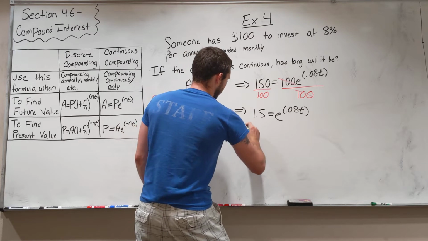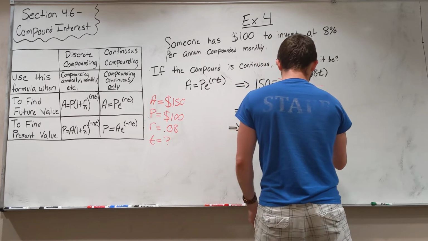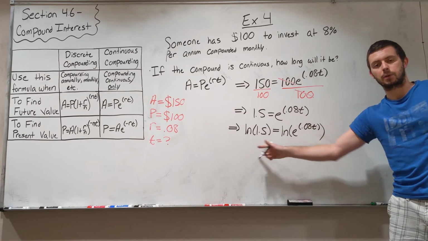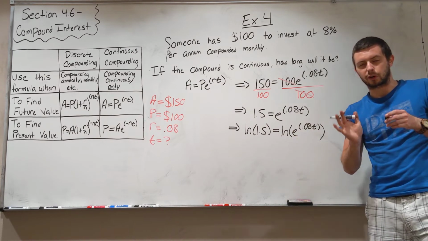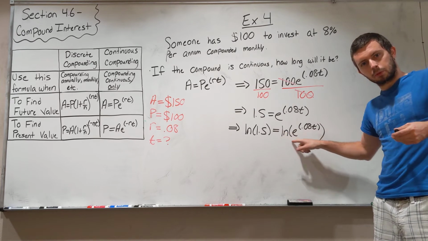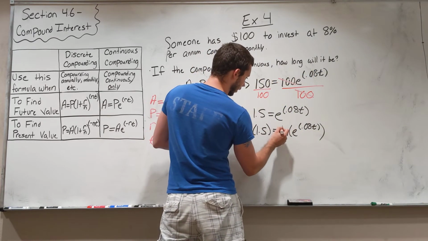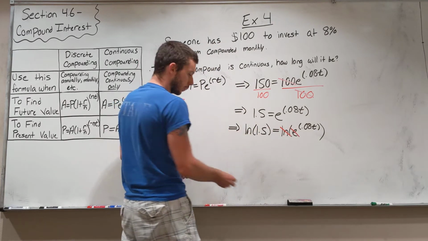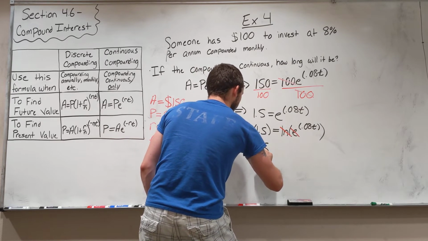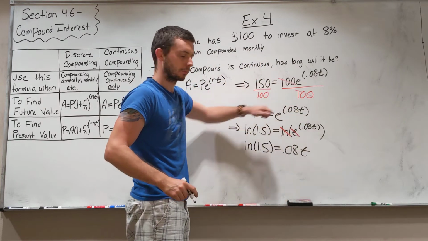So remember, that's just simply writing the ln notation to start off. So all I did was write ln in front. But what makes this problem work out nicer than the previous part, ln and e, you remember what those do? They cancel each other out. So the ln and the e, they cancel. And what we get is ln of 1.5 is equal to 0.08t, because that's all that remains over here.